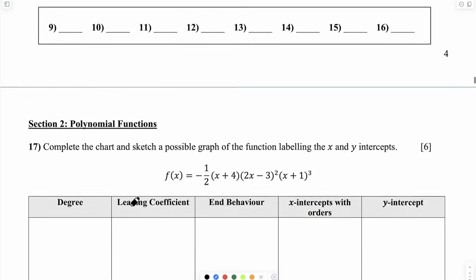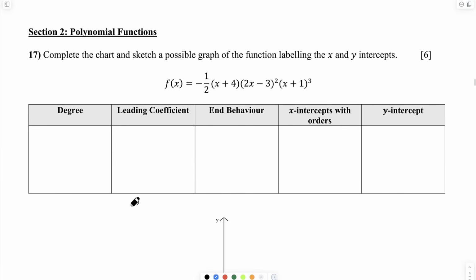All right, that's multiple choice done. Let's move on to some short answer questions. Section 2 is all about polynomial functions. I'll complete this chart and sketch a possible graph of this function that I see is in factored form. First of all, what degree is this function? Well, if it's in factored form, you just add up the exponents that are on the factors of x. So I just have to do 1 plus 2 plus 3, which is 6. So this is a degree 6 polynomial function.